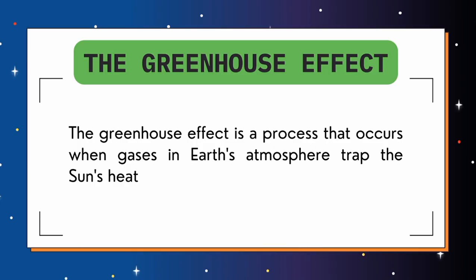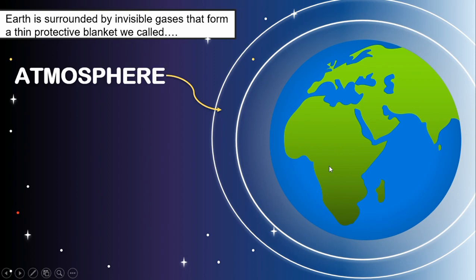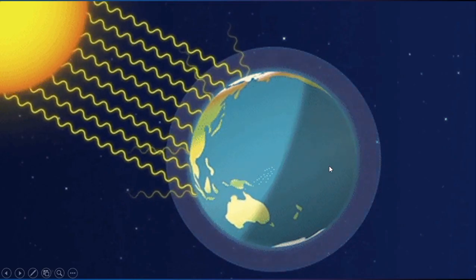The greenhouse effect keeps the earth warm in the same way. The greenhouse effect is a process that occurs when gases in Earth's atmosphere trap the sun's heat. Earth is surrounded by invisible gases that form a thin protective blanket we call as the atmosphere.